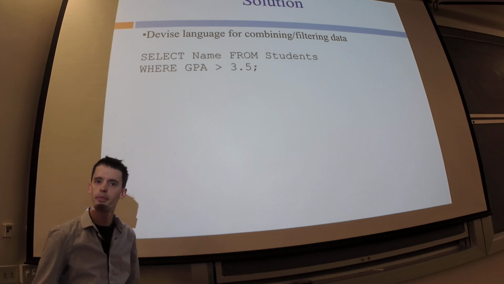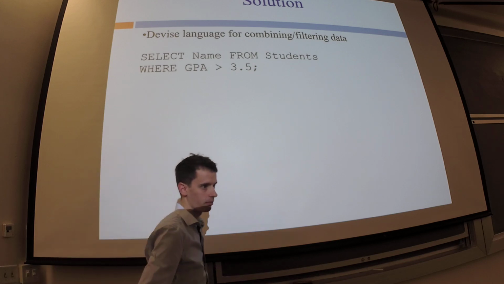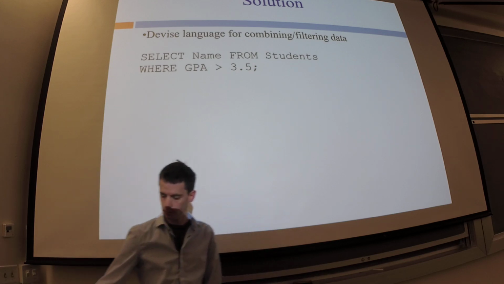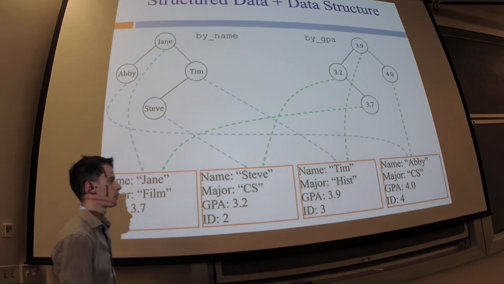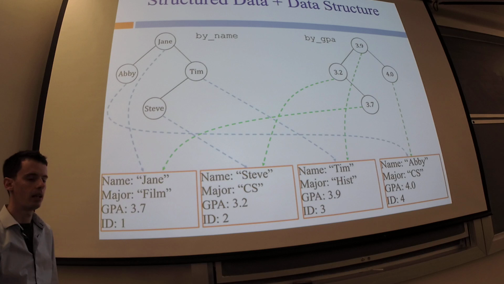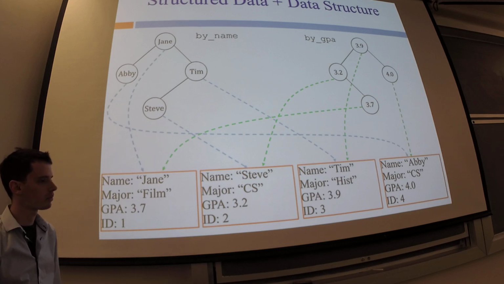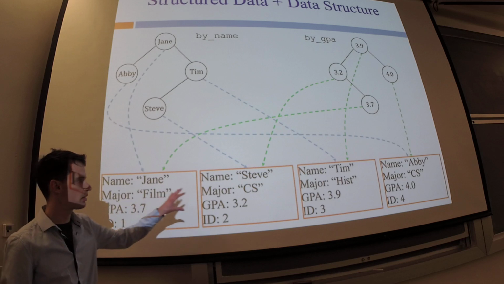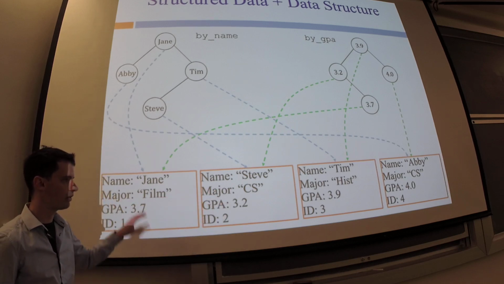Okay, questions so far? Yeah. Do each of those cells at the bottom that you'll actually be putting into the orange cells have individual value descriptor keys, or are they always going to contain name, major, GPA, and ID? Do each of these records have all of this information?